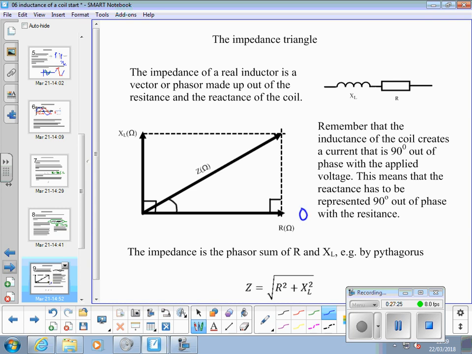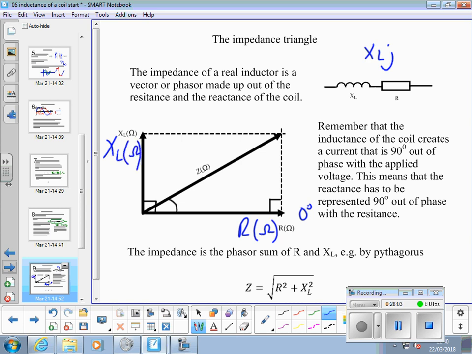We always have 0 degrees as the left to right from the axis. So resistance is represented along the x-axis, R ohms. XL is a positive 90 degrees. We've got XL j, remember, a positive j term is vertically upwards, 90 degrees out of phase with the resistance, so that's XL in ohms.